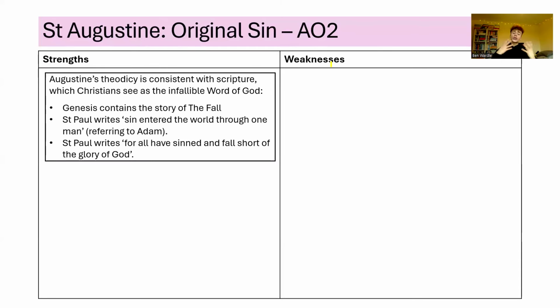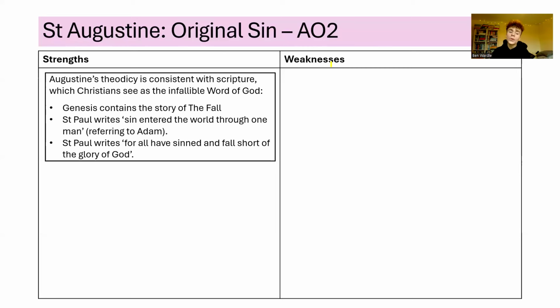We could say that a strength of his theodicy is that it is consistent with scripture, which remember Christians do see as the infallible word of God. So his theodicy is very much grounded in Genesis, isn't it? And remember, Genesis 3 is where we have this story of the fall. It is also consistent with what St. Paul then writes in his later letters. He wrote that sin entered the world through one man, which of course is referring to Adam. So it is consistent with St. Paul's belief there about the origin of sin.